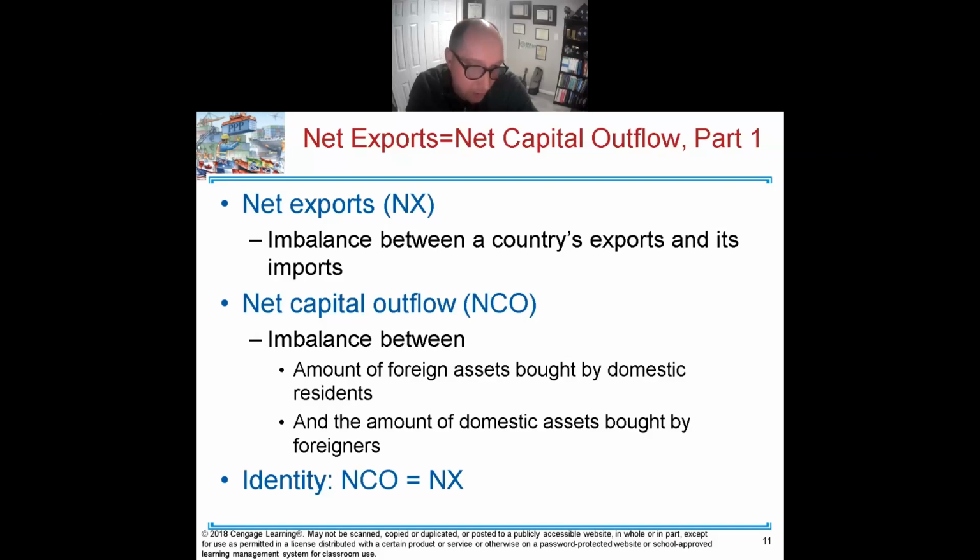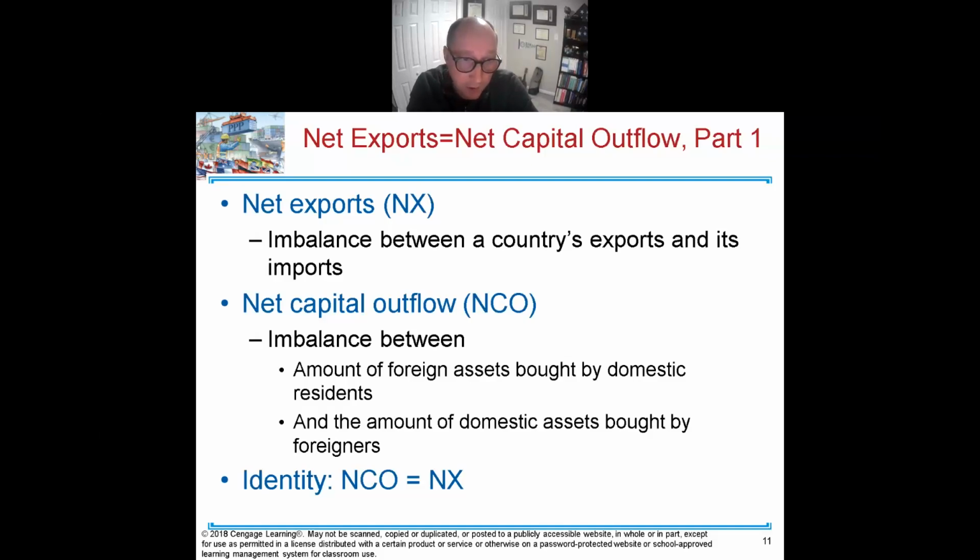Understanding exports is a big part of foreign investment. And when we look at exports, we talk about net exports in that sense. A net export is when there's an imbalance between a country's exports and imports. Very normal for this to happen. Imports minus exports equals net exports. So the difference between imports and exports is net exports.